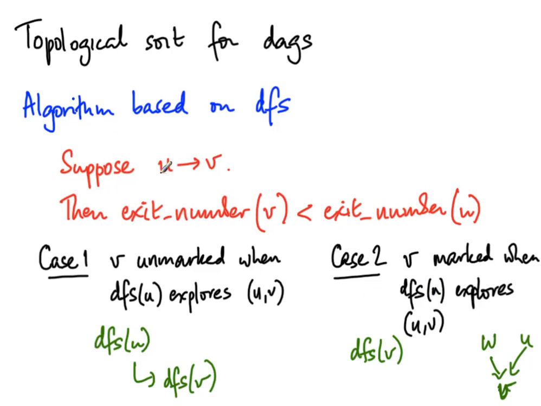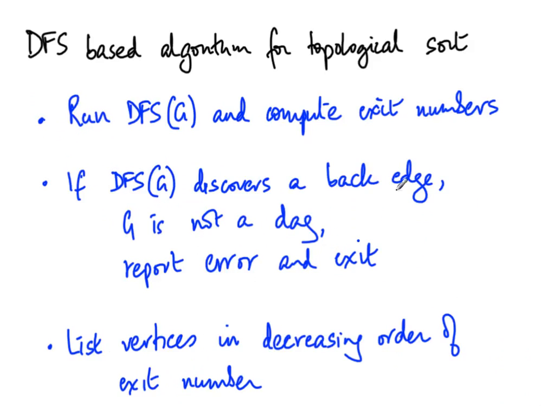So in either case, whenever there is a dependency from U to V, it implies that the exit number of V will be smaller than the exit number of U. This immediately gives us the following DFS based algorithm for topological sort. We run DFS of G and compute the exit numbers of all the vertices. As a part of DFS, if we discover a back edge, this means the graph is not a DAG. In such a case, we should report an error and exit.